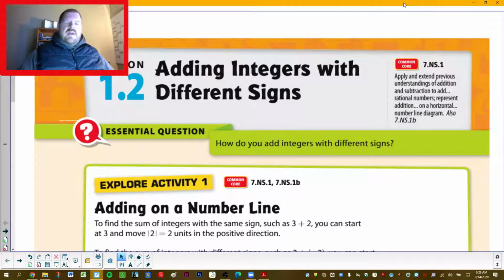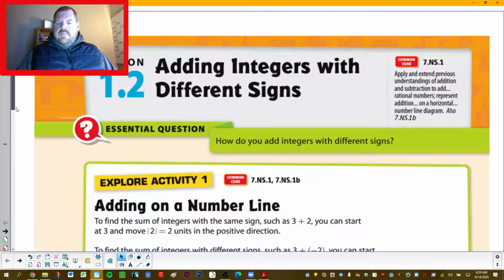Today we're talking about adding integers with different signs. The last time that we met we talked about adding integers with the same sign, where they were both either positive numbers or negative numbers. Today we're going to mix those up a little bit. So let's get right into it and see what we're doing.